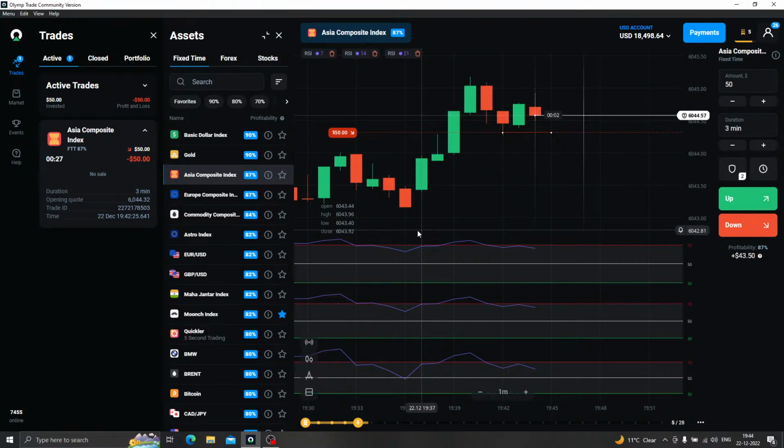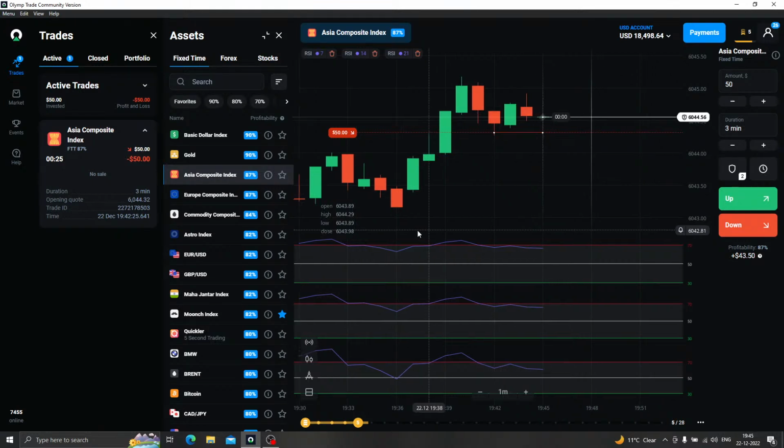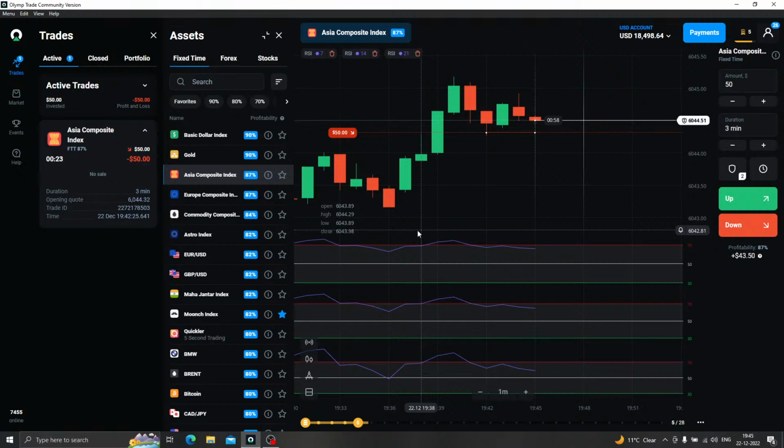And my fellow traders who have attended my previous webinars all know that I use the martingale principle of trading. For example, if I have lost a particular trade, I will increase my amount in the next trade to make the recovery and gain some profit also. So let us wait for this trade to close. Then we have another opportunity in the Mooch index.